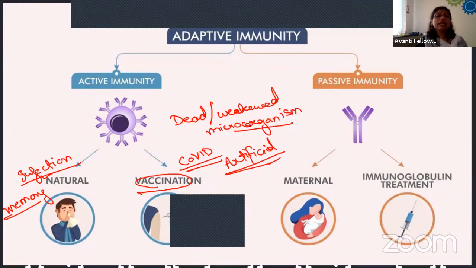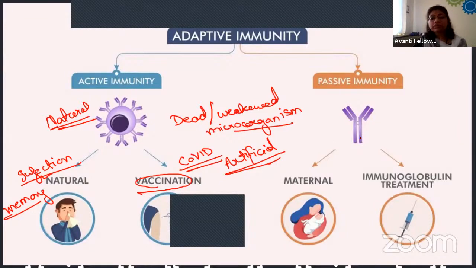So we can say our active immunity can be natural, where we ourselves get infected by some microorganism, or it can be artificial if we are injecting some dead microorganism in a precautionary manner, so that in future whenever we get invaded or infected by that pathogen, our body always remains active. Okay, always ready to encounter that.